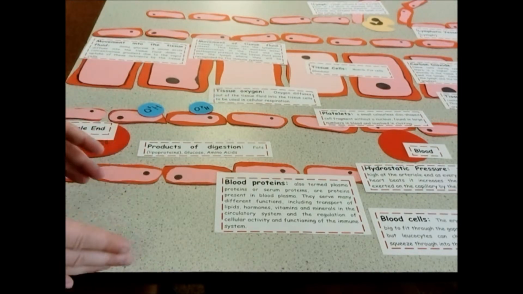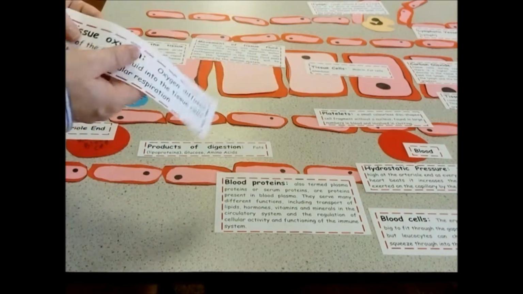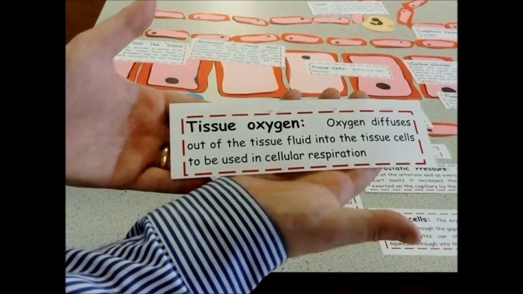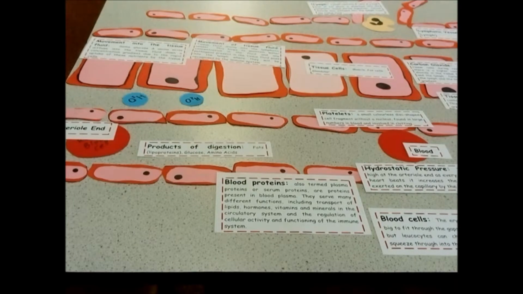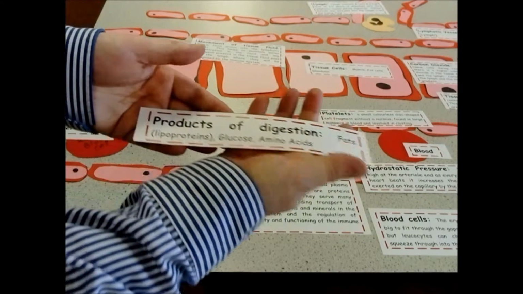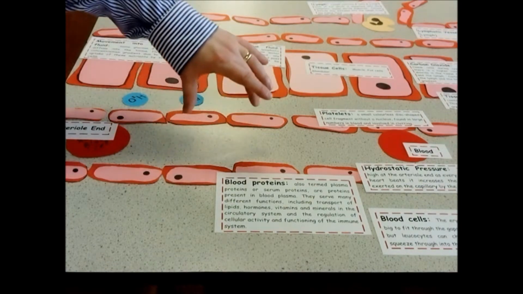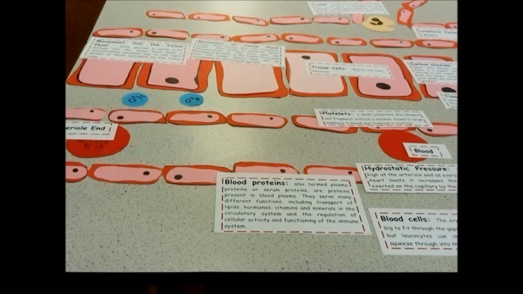Right, once the water moves into the tissue fluid, it carries with it oxygen. So oxygen diffuses out with the water that's moving into the tissue fluid, right? The oxygen is then used by the tissue cells in respiration. At the same time, other products of digestion, so fats, glucose, amino acids and so forth, also move out of the blood due to the fact that there's a high hydrostatic pressure in the blood at this end into the tissue fluid, where they can then be used by the cells.